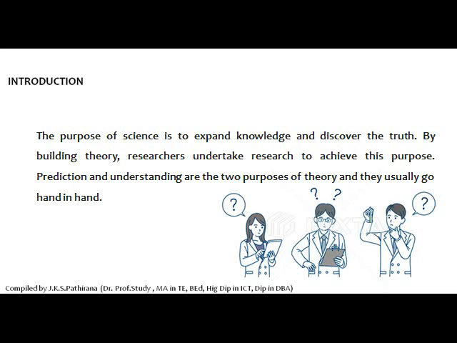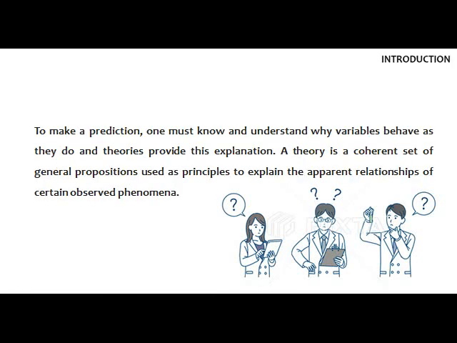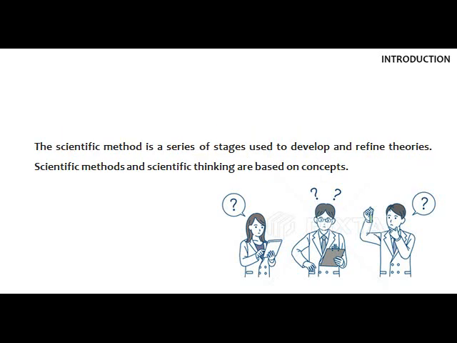By building theory, researchers undertake research to achieve this purpose. Prediction and understanding are the two purposes of theory, and they usually go hand in hand. To make a prediction, one must know and understand why variables behave as they do, and theories provide this explanation. A theory is a coherent set of general propositions used as principles to explain the apparent relationships of certain observed phenomena. The scientific method is a series of stages used to develop and refine theories.